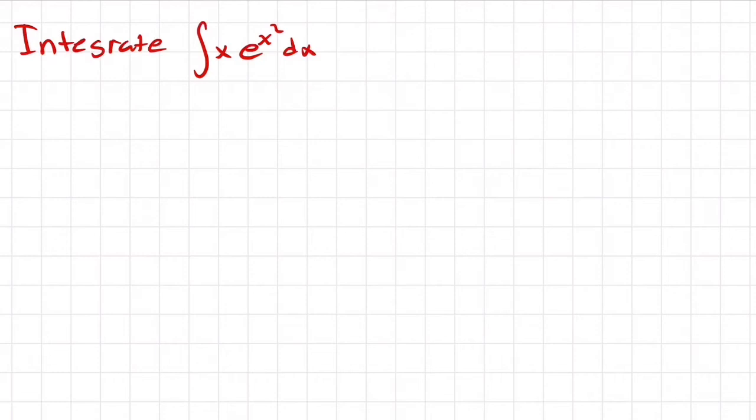So we're asked to integrate the function of x times e to the x squared with respect to x using u-substitution. The first thing I want to do is set a portion of my integral equal to the variable u. So pause right now and see if you can determine which portion of the integral to set equal to u. Alright, so I'm going to set u equal to x squared.